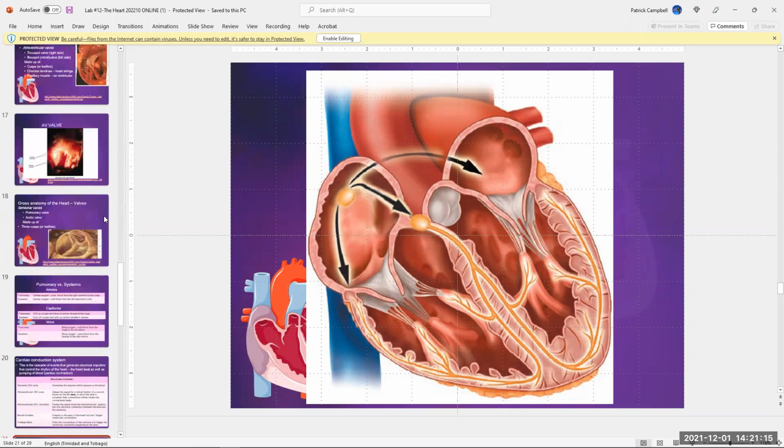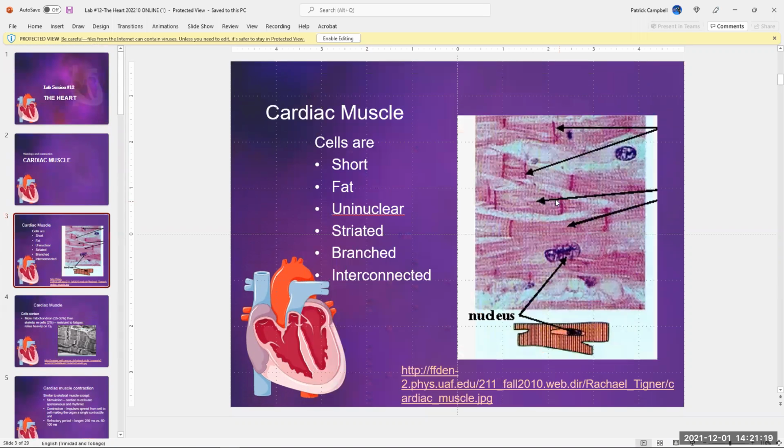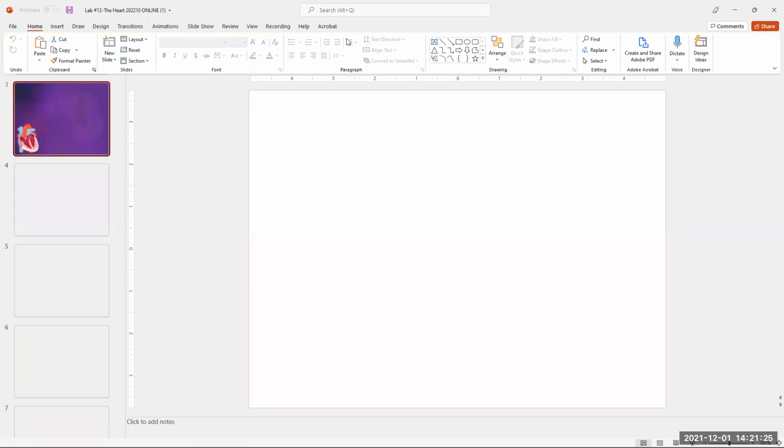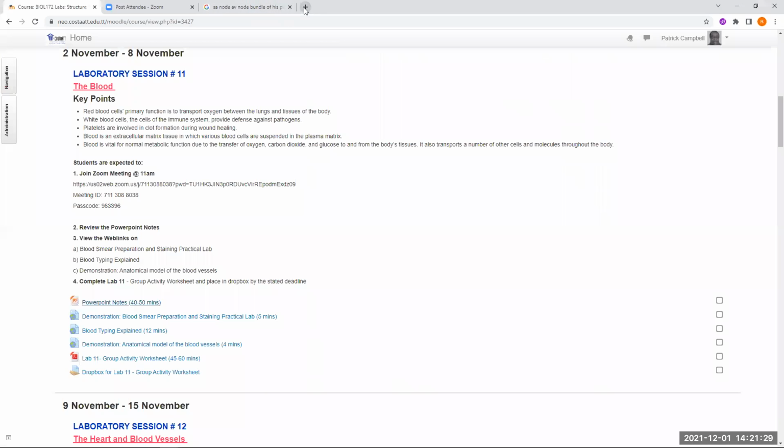Type of tissue: cardiac tissue. If given an image of cardiac tissue, you should be able to identify it. Now, mark you, it does look similar to smooth muscle tissue. They do have a similarity. Let me show you what I mean.